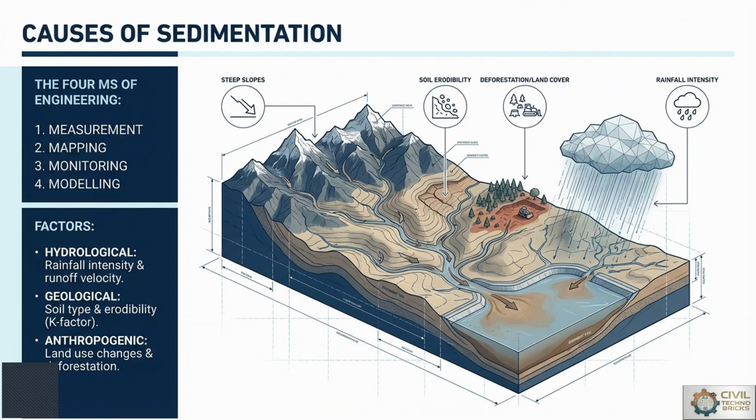So what are the factors behind the causes of sedimentation? Hydrological factors, geological factors, and anthropogenic factors. By using remote sensing and GIS tools, we can measure, map, monitor, and prepare the model to capture sedimentation by analyzing terrain, land cover, rainfall, and watershed characteristics for sustainable reservoir and watershed management.